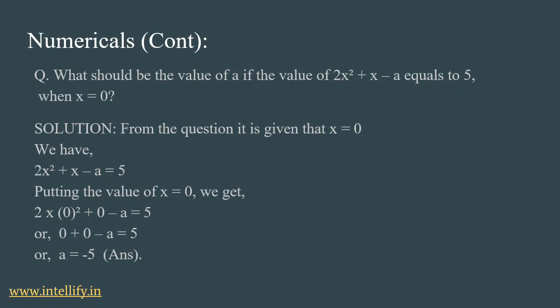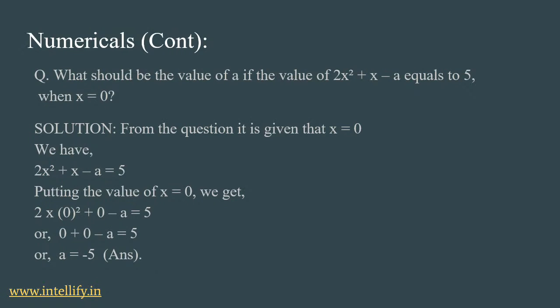Next, what should be the value of a if the value of 2x squared plus x minus a is equal to 5 when x equals 0? So the equation is equal to 5, which is already given to you. So we will write this expression 2x squared plus x minus a is equal to 5. It is already mentioned. Now we will find the value of a when x is equal to 0. So we will put the value of x here as 0 and then we will find the value of a.